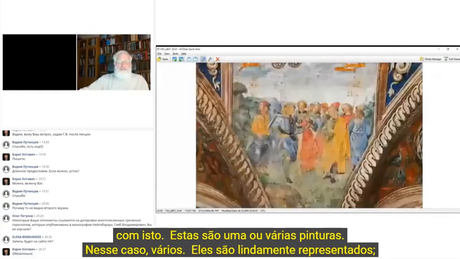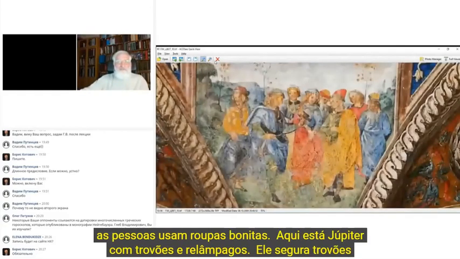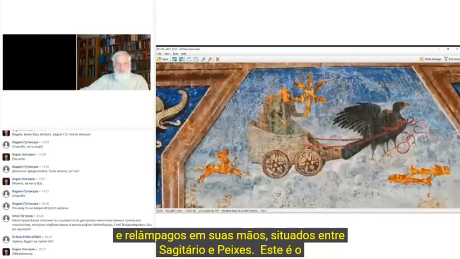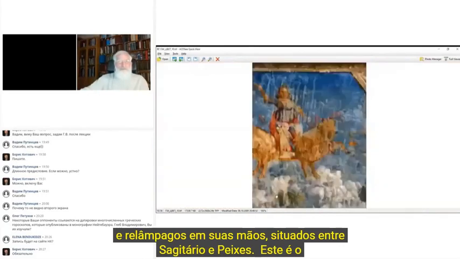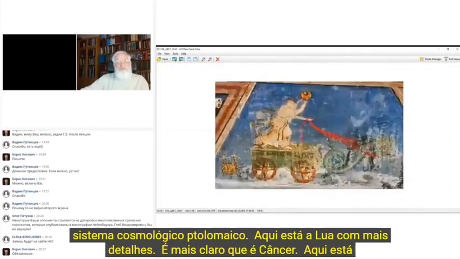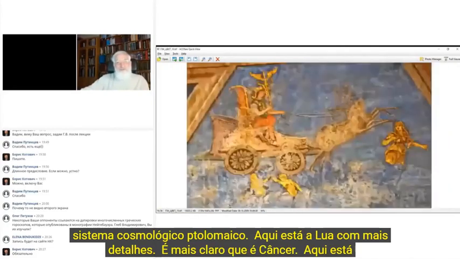They are beautifully depicted. People wear beautiful garments. Here's Jupiter with thunder and lightning. He holds thunder and lightning in his hands, situated between Sagittarius and Pisces. This is the Ptolemaic cosmological system. Here is the moon in more detail. It is clearer that it's Cancer.